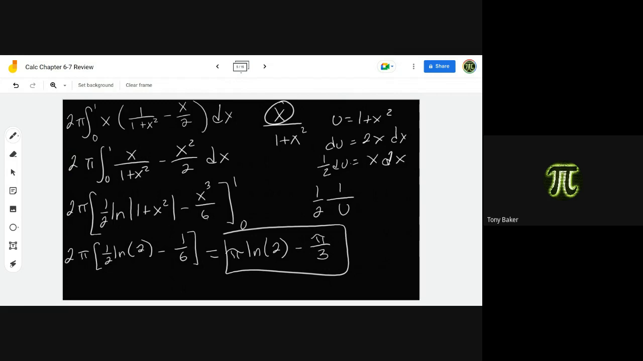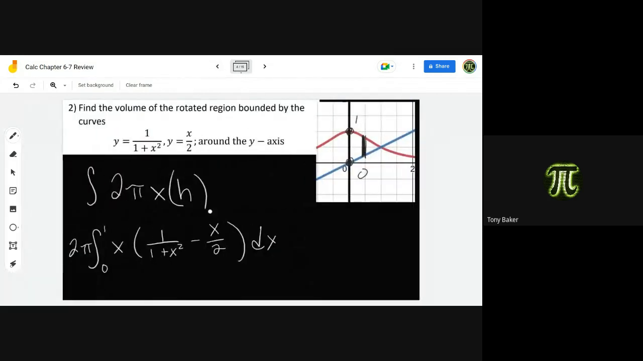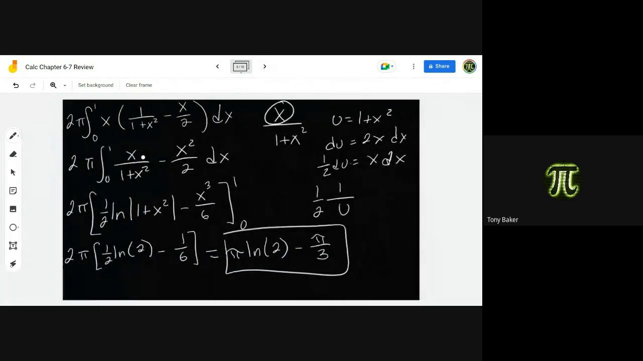But like I said, the vast majority of your points are coming from the integration. So when you're looking at this problem, make sure you set up this integral correctly, you have the right bounds, and you're doing your integral here correctly. That's what I'm looking for. Simplification at the end is like simplifying a fraction. You might lose a point. That'd be the most you'd ever lose on a simplification.